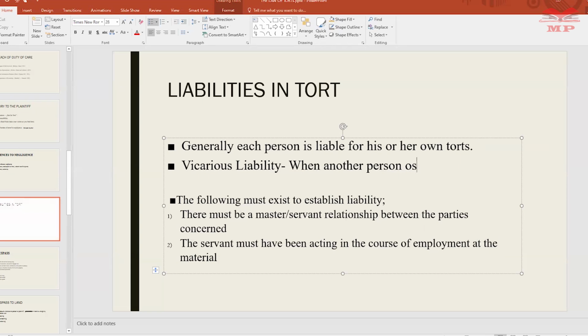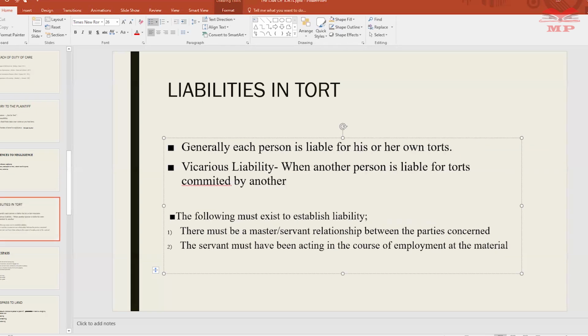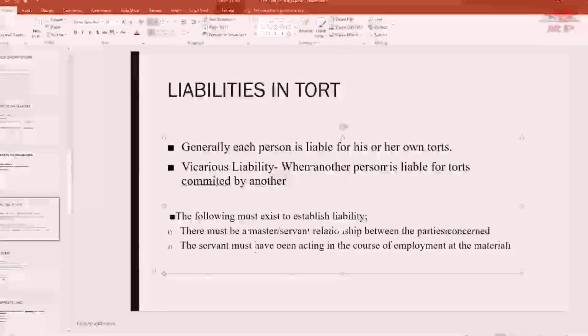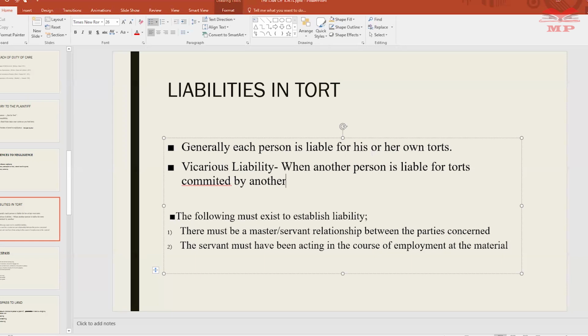When another person is liable, what do we need to establish? That there must be a master-servant relationship, and the servant must have been acting in the course of employment at the material time. So again, we ask ourselves, who is a servant? And we need to do the control test. A servant is someone who the master has control over. That is, there's a contract of service, and their own judgment is not brought into question.